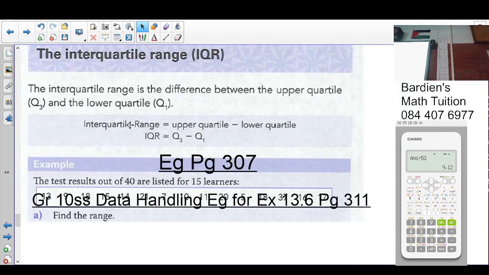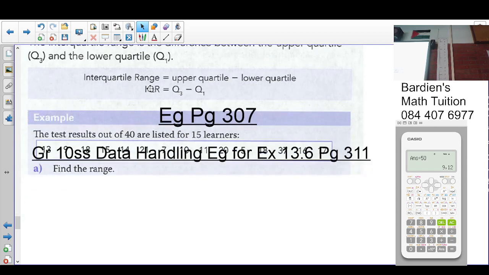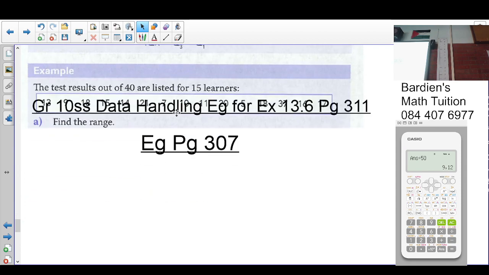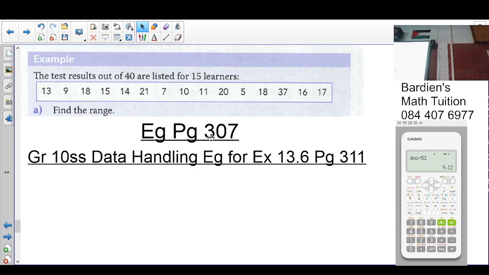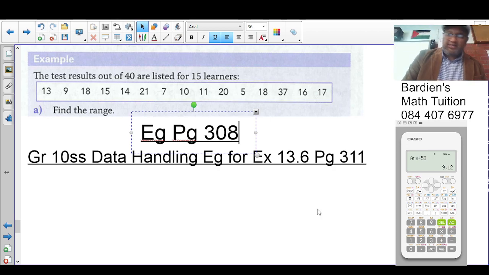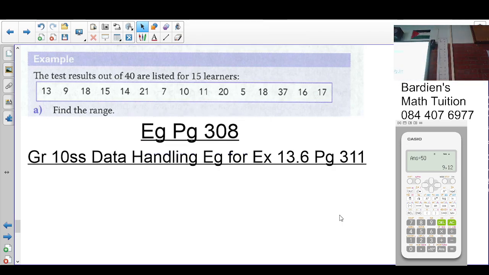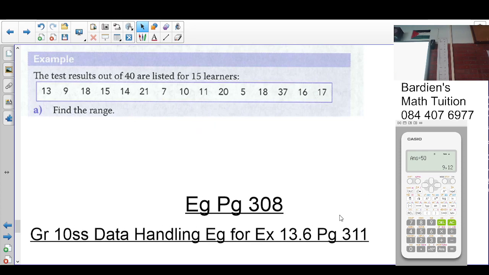So we say that your interquartile range is the difference between the upper quartile Q3 and the lower quartile Q1. The interquartile range is going to be known as that. So let's look at this example. This example is on page 308. Here we are told that the test results out of 40 are listed for 15 learners.